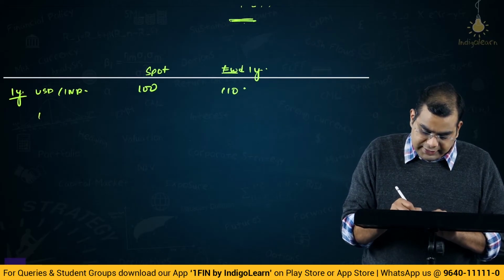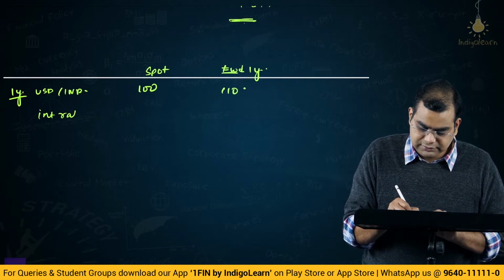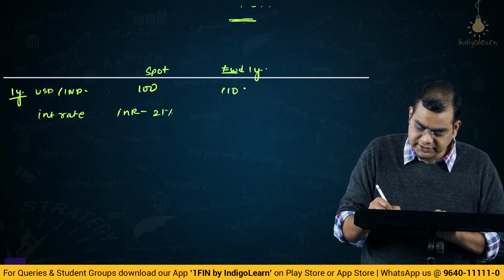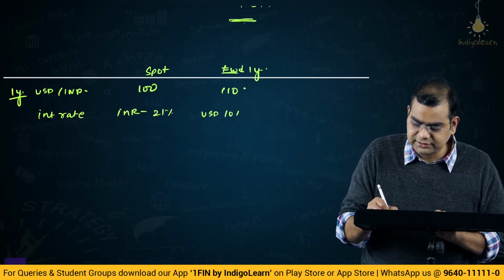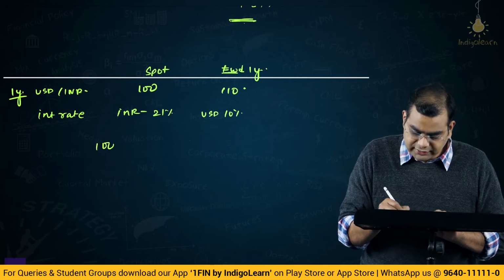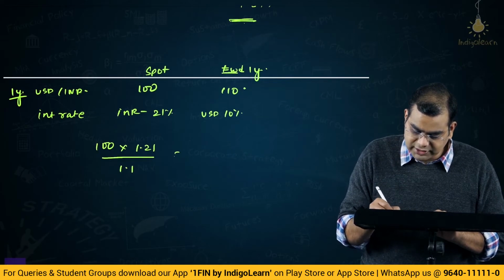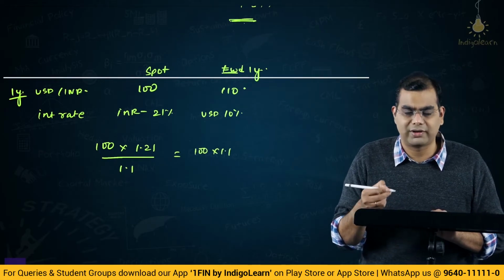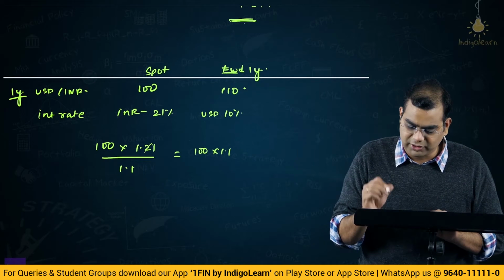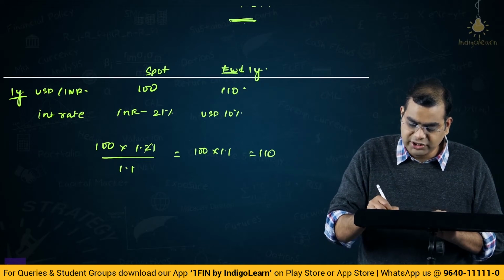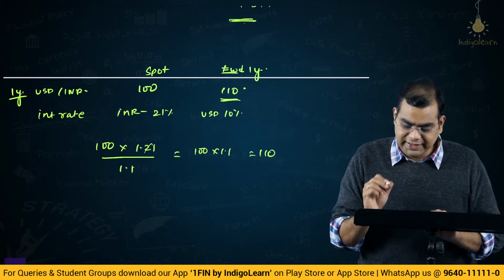Now, interest rate. INR is 21%, USD is 10%. So 100 into 1.21 divided by 1.1 is equal to 100 into 1.1, because the square root of 1.21 is 1.1. So these two get cancelled, leaving 1.1, that is 110. So here this logic holds good.